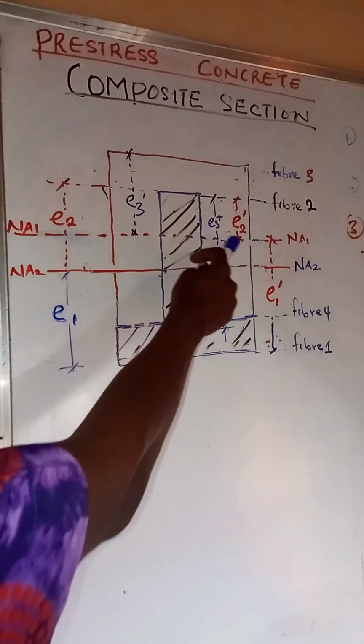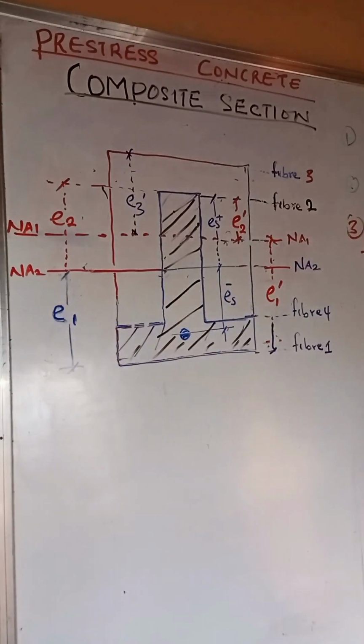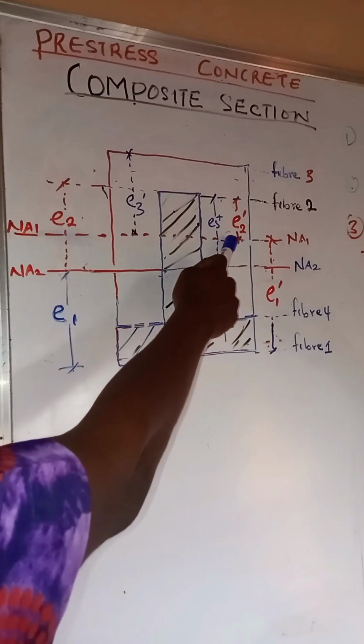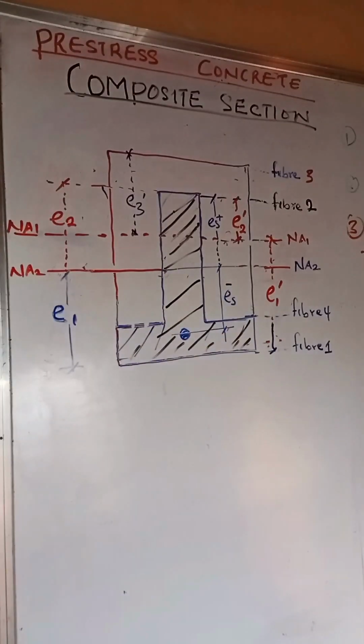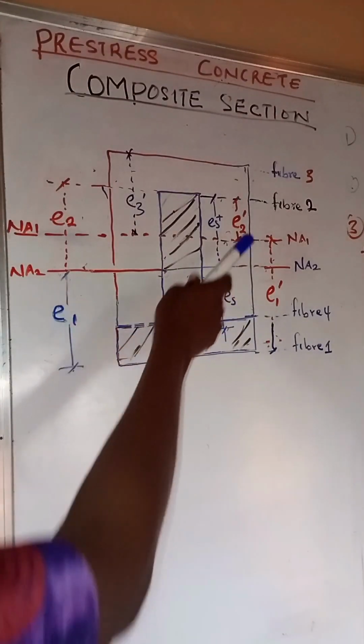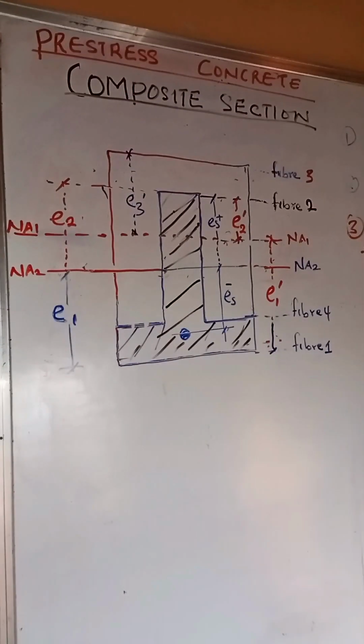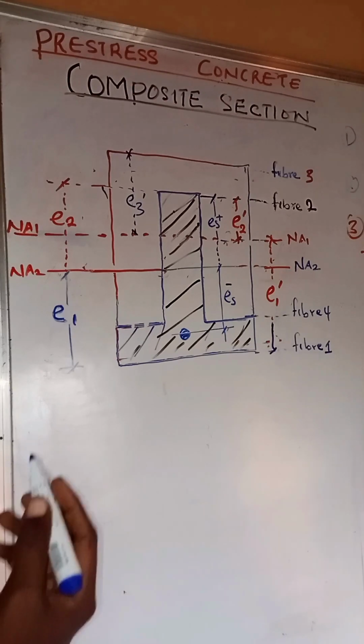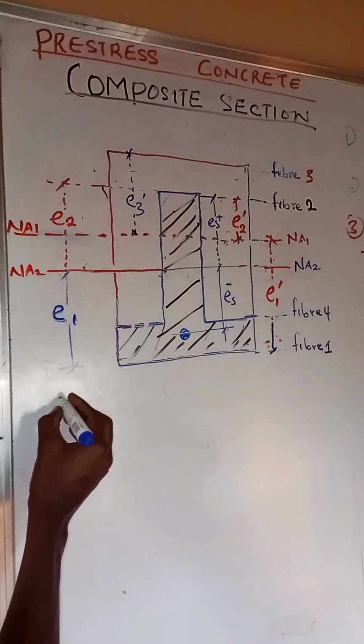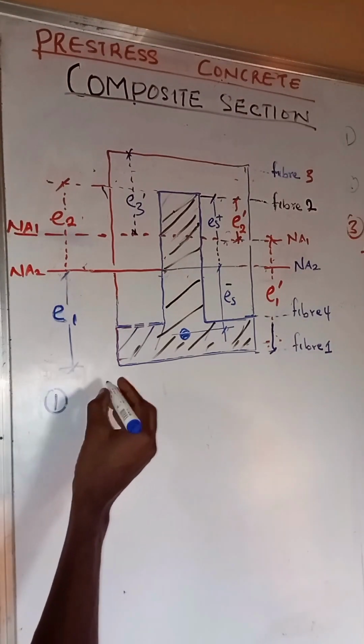And we have E2 prime, which is the centroidal distance from the neutral axis of the entire composite section with respect to fiber 2. So this is how we represent the stresses in the section. All right. So the first thing we are going to do is to calculate the fiber stresses. Now we have three basic load cases we are going to consider in this design.